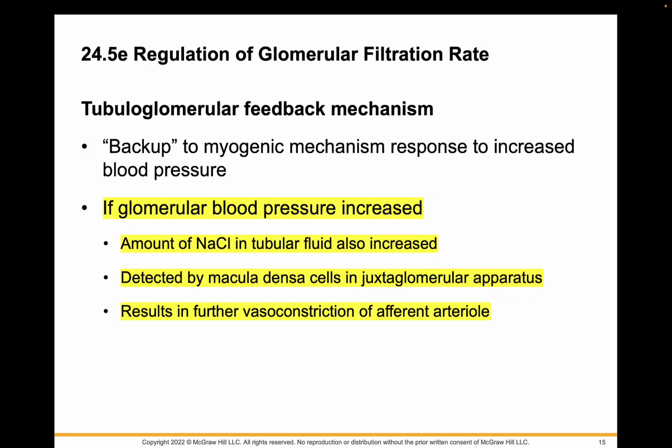Now, the other mechanism that we have is the tubuloglomerular feedback mechanism. I want us to make sure that this is not the primary mechanism, and this is thought of as a backup to the myogenic mechanism in response to increased blood pressure. So if glomerular blood pressure increases, the amount of sodium chloride in tubular fluid also increases. This is detected by the macula densa cells in the juxtaglomerular apparatus, and this results in further vasoconstriction of the afferent arteriole.